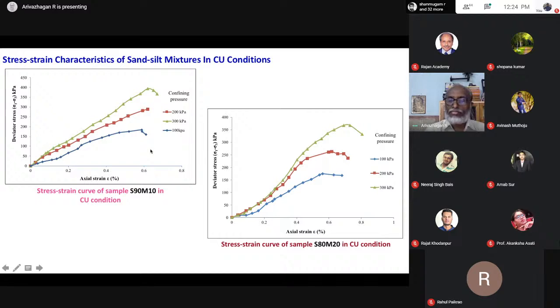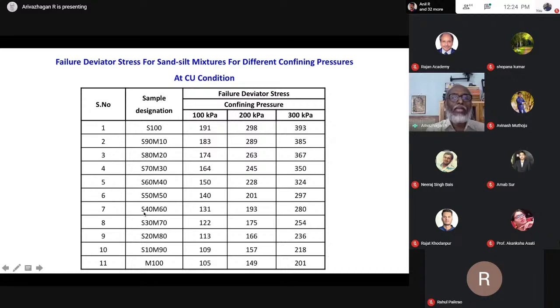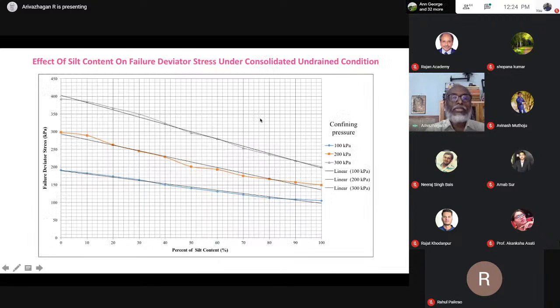So it is another condition, that is the CU condition, the consolidated undrained condition. We did the experiment for two drainage conditions. One is the consolidated undrained condition, another one is the drained condition. So the deviator stress for all the 11 samples is tabulated here for the different confining pressures, 100 kPa, 200, 300 kPa.